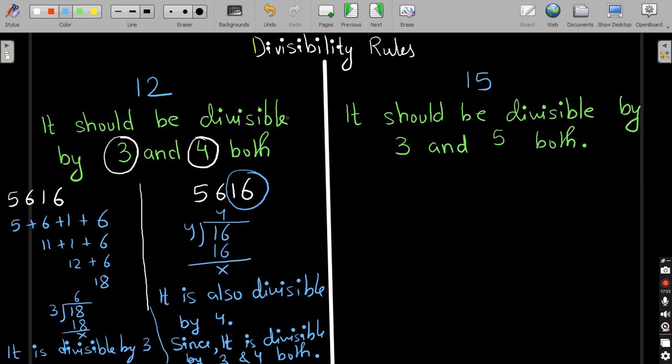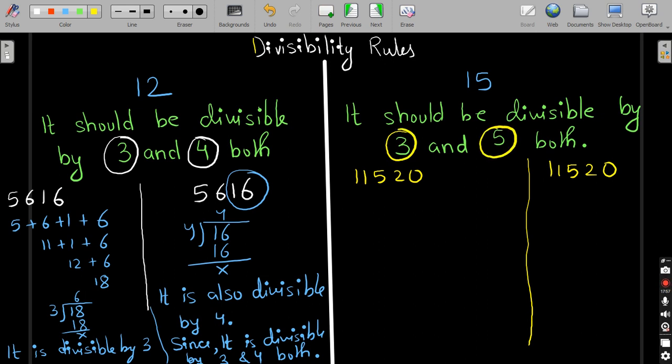Now let us check for 15 also. Let us take one different example, for example 11520. Let me check. So on another side also I will take 11520. Hope you are understanding why Suraj sir is taking this number 2 times, because I need to check the divisibility rule of 3 and 5 both. So on one side I will check the divisibility rule of 3, on another side the divisibility rule of 5.